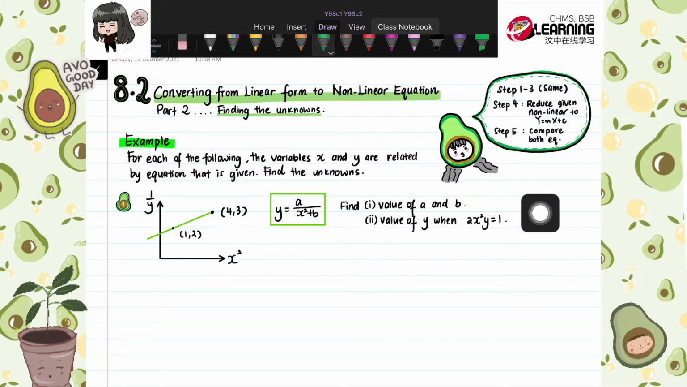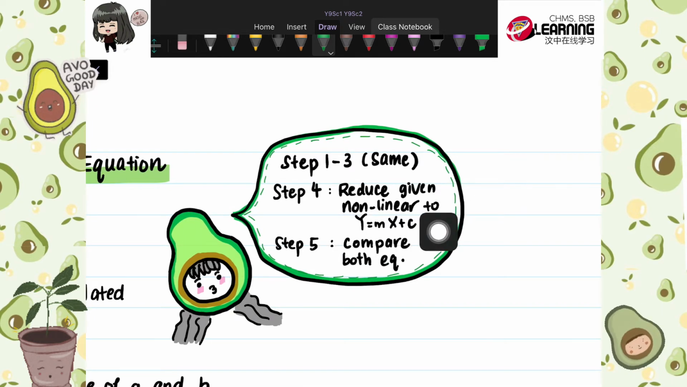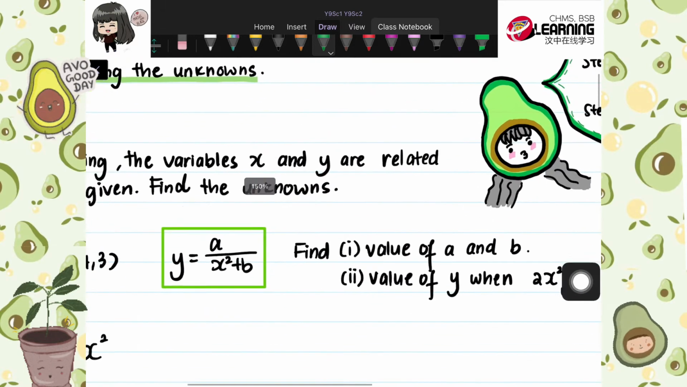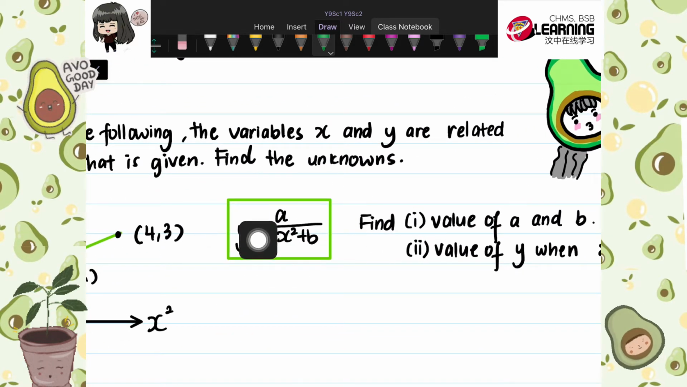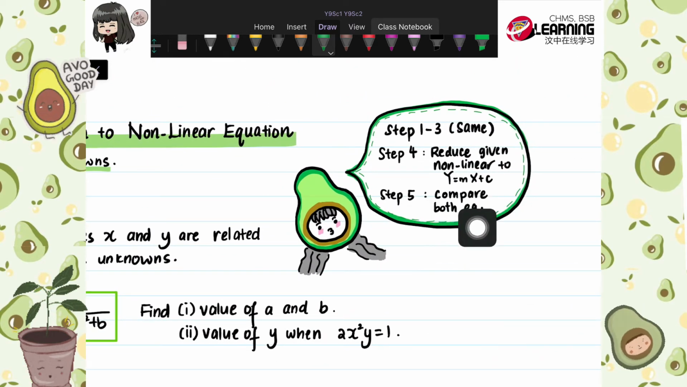Step 4 here, look at this. Step 4: reduce the given non-linear equation. You need to reduce, which is 8.1. You learned it in 8.1. You reduce the equation into this y equals to mx plus c form. So you need to reduce this to big Y equals to M big X plus C. Alright? And then you compare both equations.